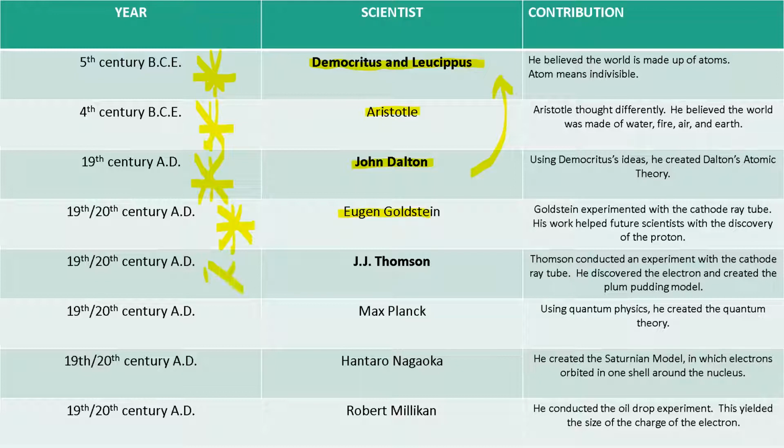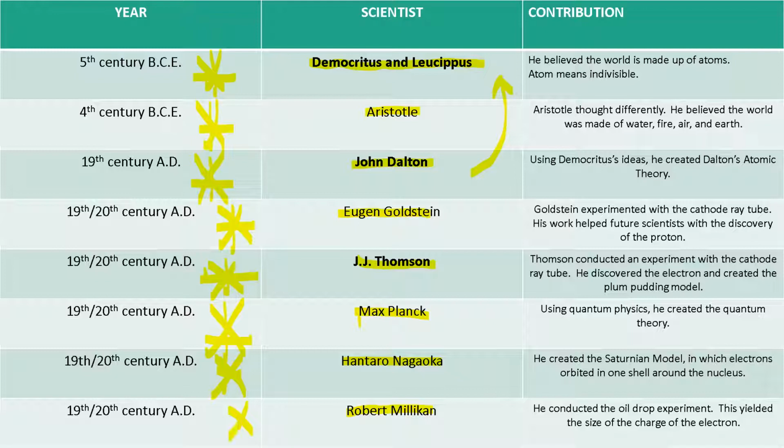And next, we have J.J. Thomson, and Thomson conducted an experiment with the cathode ray tube. This yielded the discovery of the electron, and he also created the plum pudding model after his discovery of the electron. Then we have Max Planck, and using quantum physics, he created the quantum theory. Then we have Nagaoka creating the Saturnian model, in which electrons orbited in one shell around the nucleus.